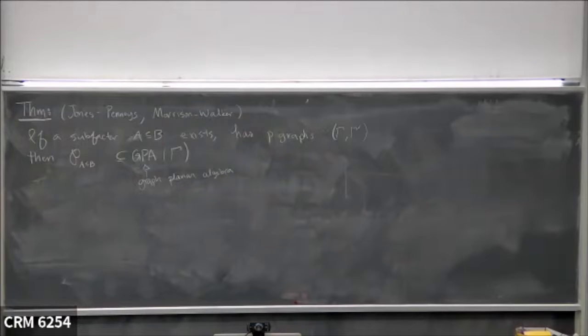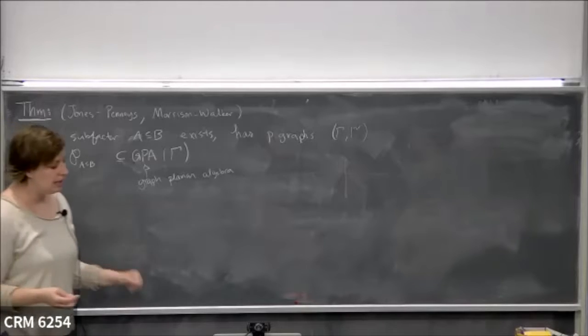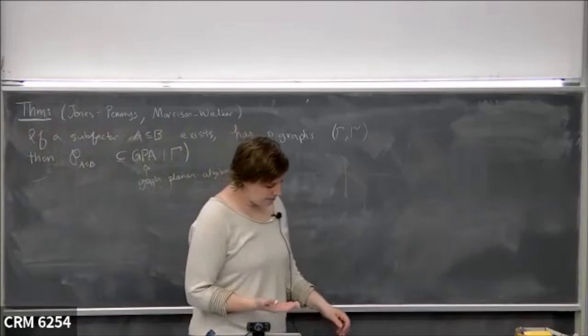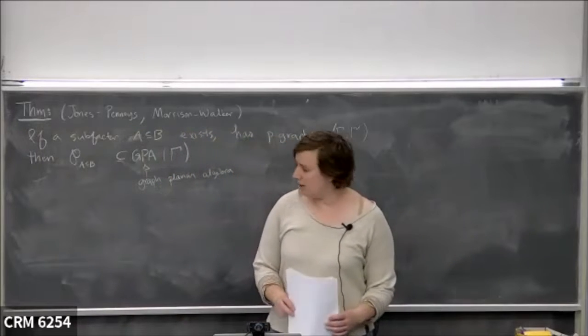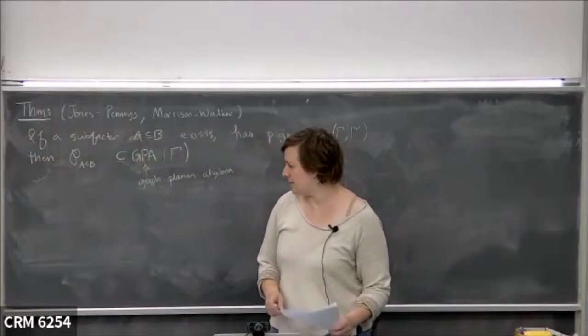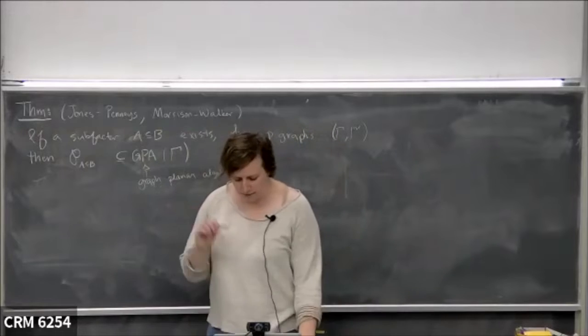But not every graph can show up as a principal graph of a subfactor. As Dimitri pointed out, it has to be bipartite, but even that's not enough. Plenty of perfectly good bipartite graphs cannot be principal graphs. And so Uffe Haagerup sat down and said, well, what if our index is below 4?